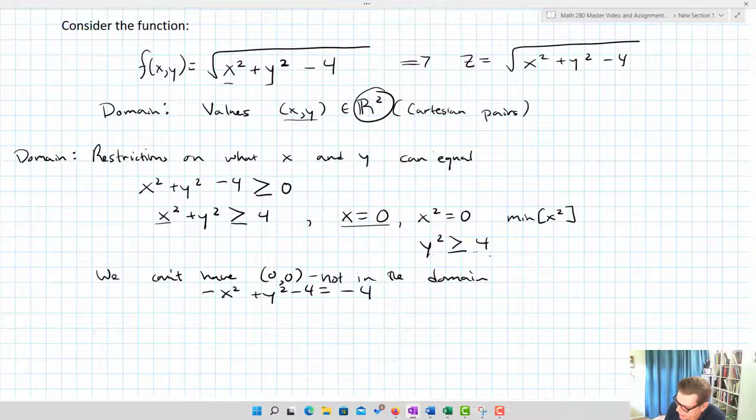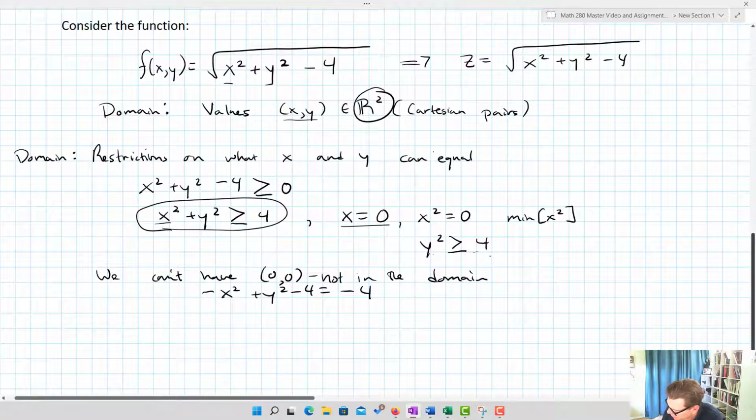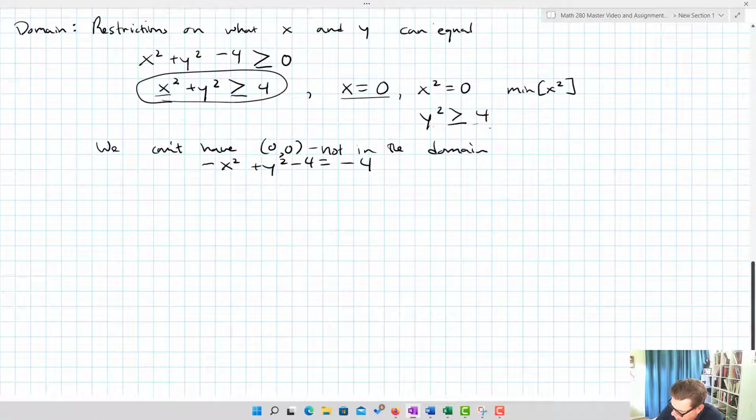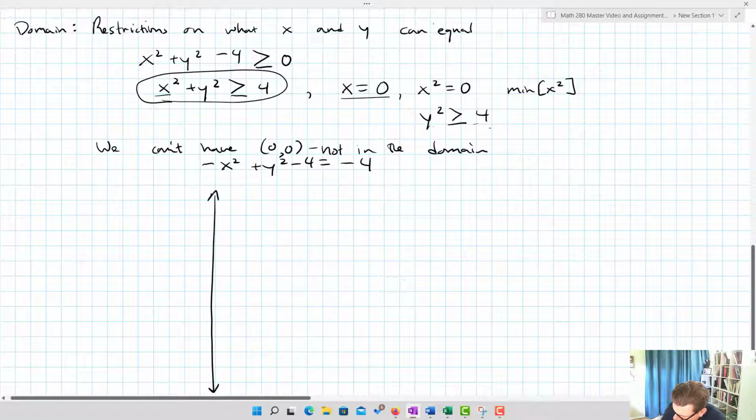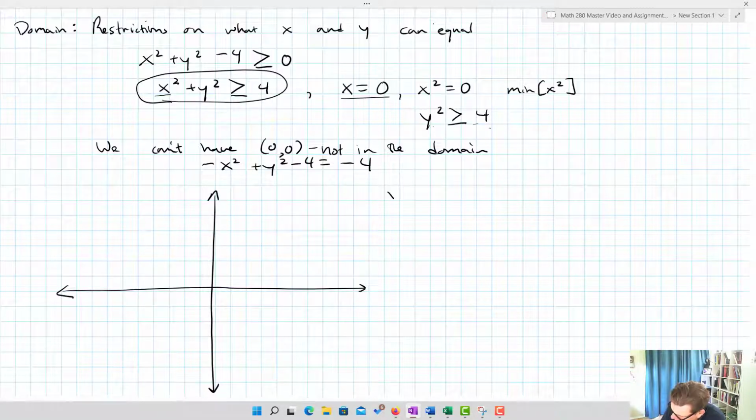What can we have? Like I said, x squared plus y squared has to be greater than or equal to 4. Well, what does that look like? I'm going to draw this. That's a circle, if we set it equal to 4. So x squared plus y squared equals 4 is a circle, radius 2, centered at the origin.